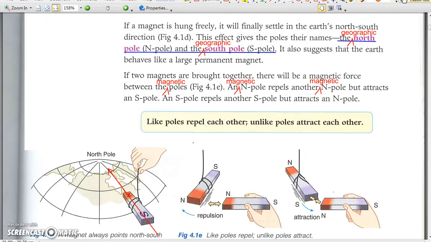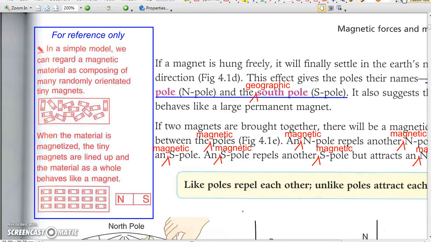Magnetic force, for both attraction and repulsion, acts at a distance. Like poles repel, while unlike poles attract. Lastly, magnets also attract magnetic materials such as iron, steel, nickel, and cobalt. They are called ferromagnetic materials. Magnets do not attract other materials like aluminum.